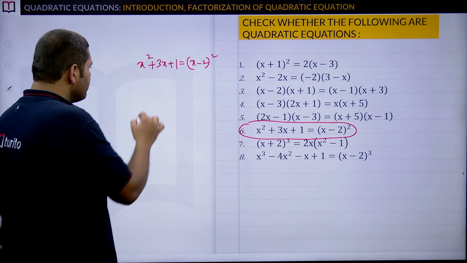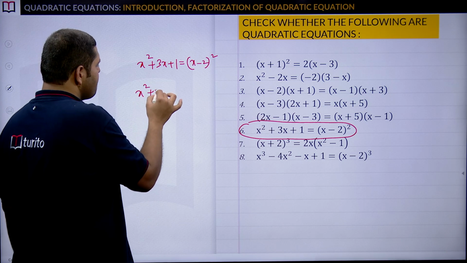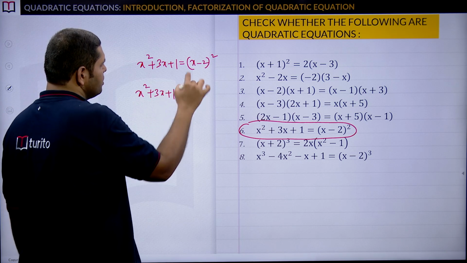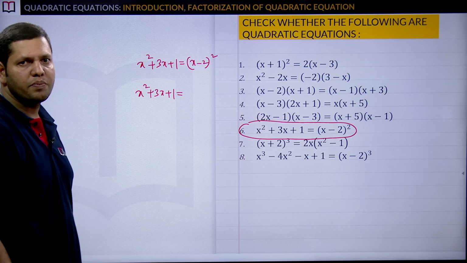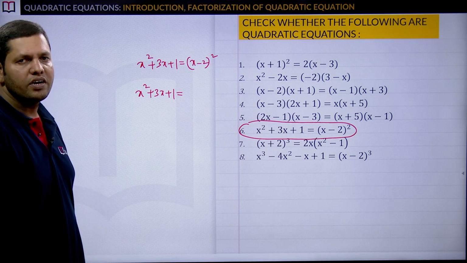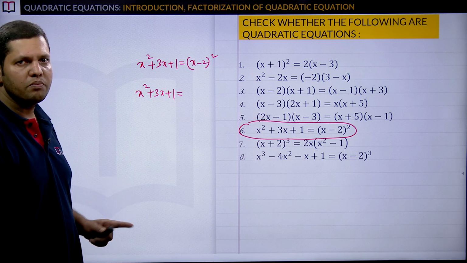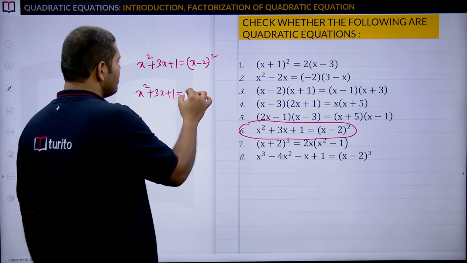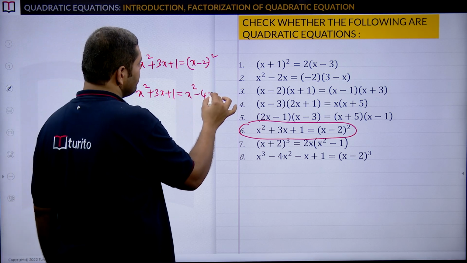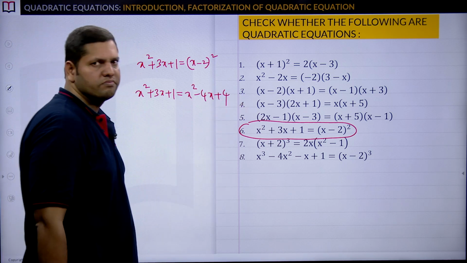Okay children, this is x square plus 3x plus 1. On the right side, it is the (a minus b) whole square expansion form. So we can write a square minus 2ab plus b square. So a square is x square, minus 2ab means minus 4x, b square means plus 4.